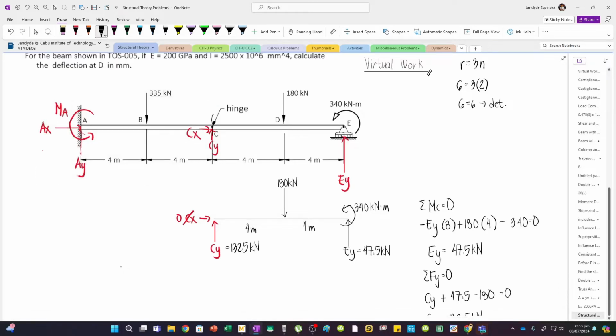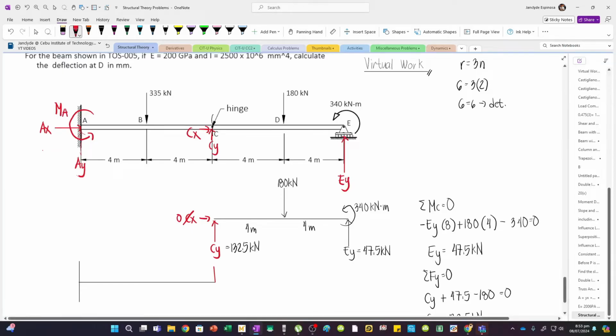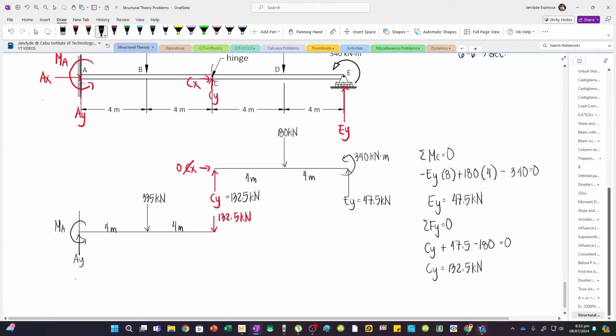Now, for the left segment, redraw natin. Yung CY will already act downward. So, this is 132.5. And then we have 335 applied at the center. So, 335 kN. And then this is 4 meters. This is also 4 meters. And then we have 3 reactions. We have MA, AY, and also AX, but AX is still 0.